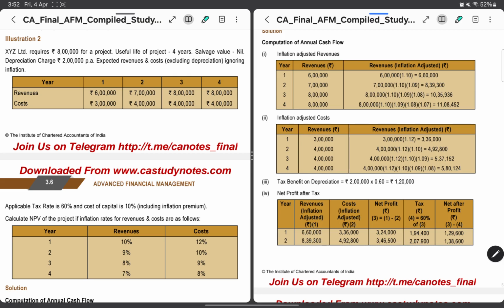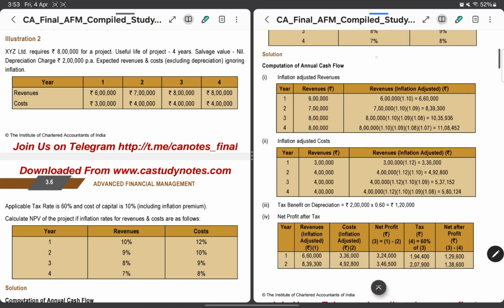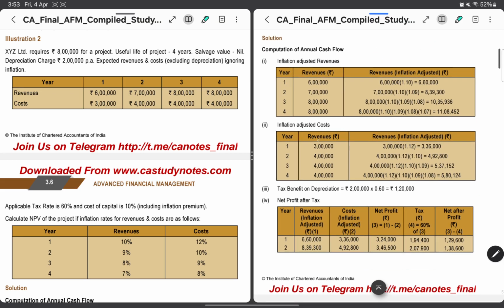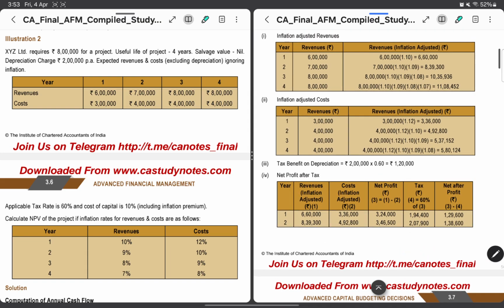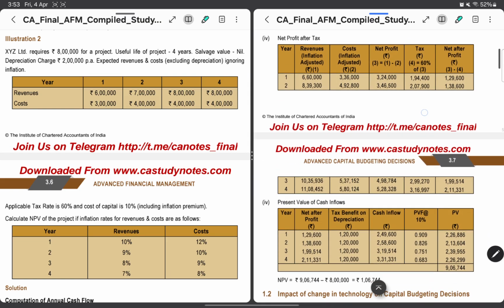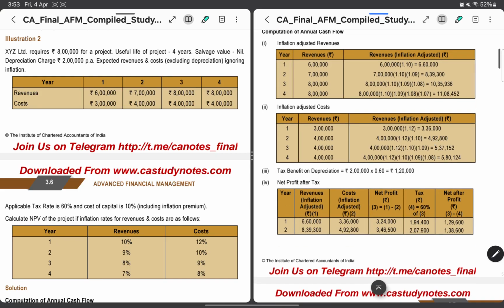For calculating cash flows which are inflation adjusted, they've given revenue inflation rates and cost inflation rates, which are year wise. So first we have to find out inflation adjusted revenues, and then inflation adjusted cost, then tax benefit on depreciation to arrive at the final nominal cash flow. So we'll go through one by one.